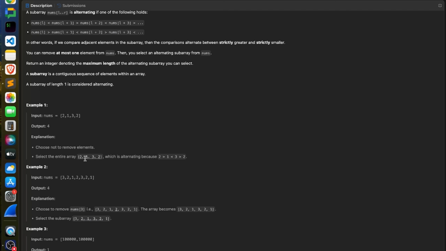If you're not removing any element, let's see how the structure looks. 2, then 1, decreasing, then increasing, then decreasing, right? So all 4 elements can be taken as an alternating subarray. So the answer is 4.